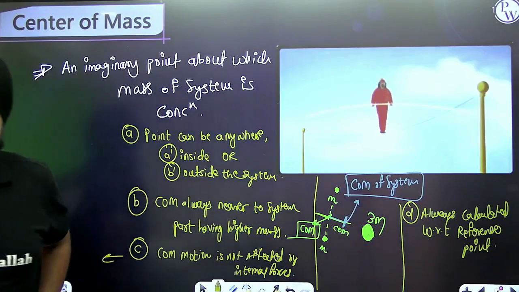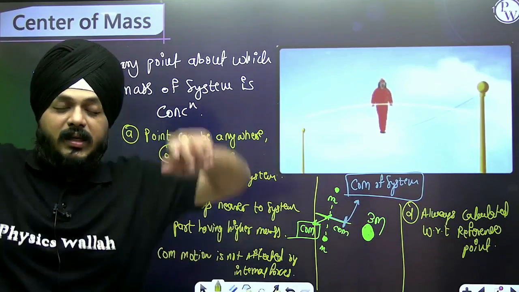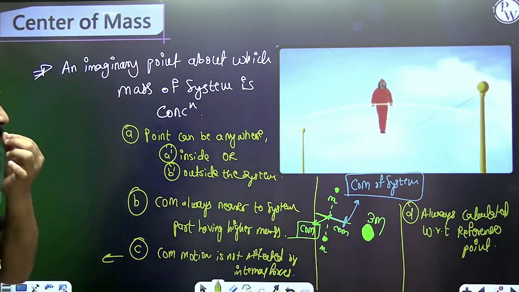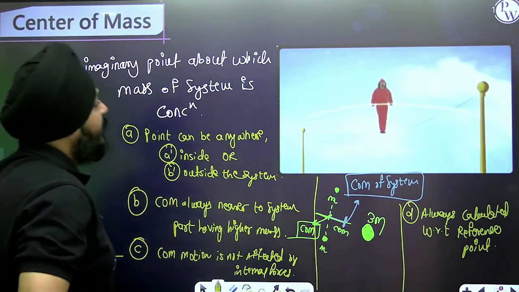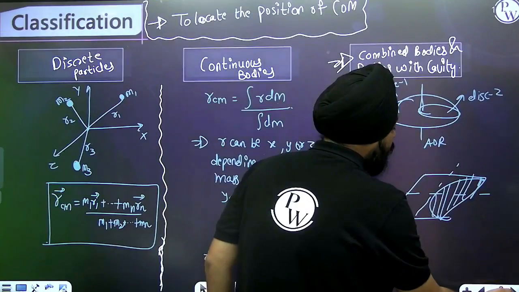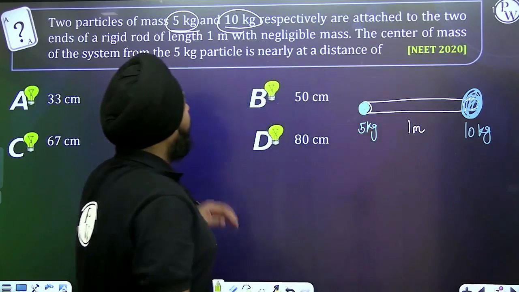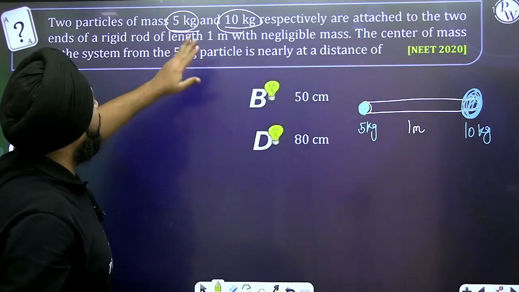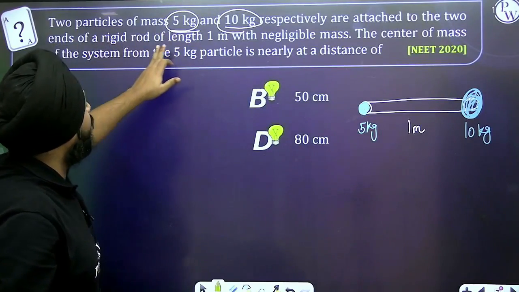It is always calculated with respect to the reference point. Yes or no? Always calculated with respect to the reference point. Right? So for that reason, in the very first question, it has been told: calculate the center of mass of two particles attached to the two ends of a rigid rod of length 1.